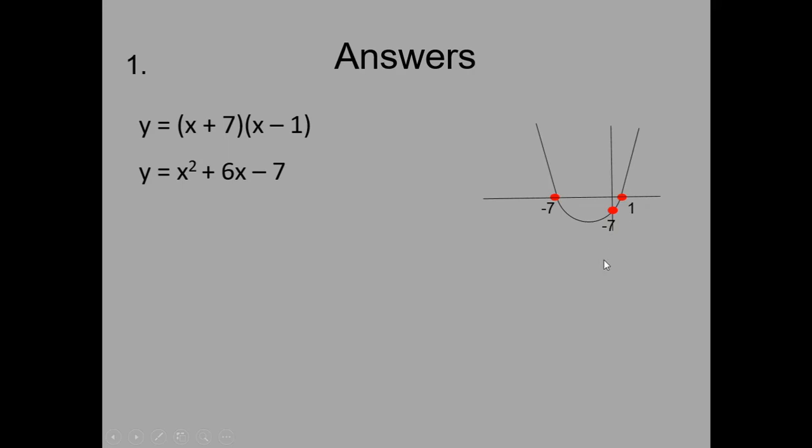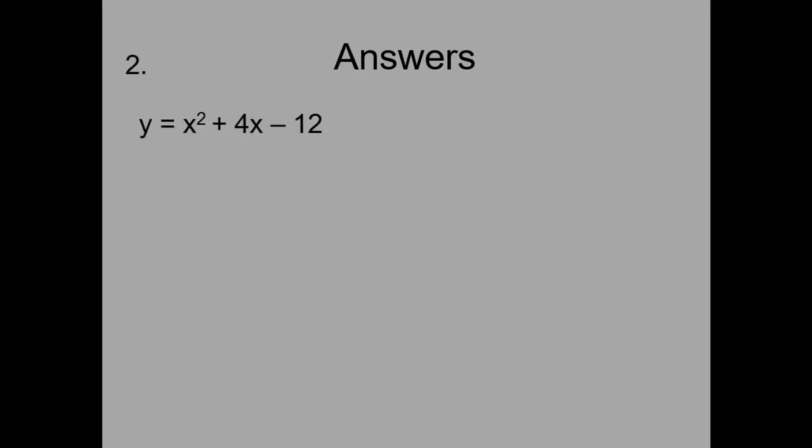Hit pause now if you need a chance to do the other questions. Otherwise, here we keep going. Question 2, it's already expanded out. I can see my y-intercept is negative 12, but I'm going to factorize to solve that. Now I can see that my roots are negative 6 and positive 2, and I can go ahead and draw a positive parabola for this.